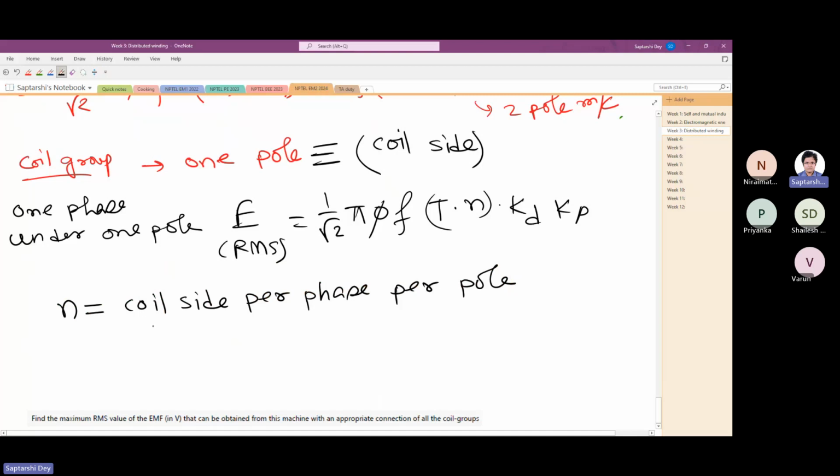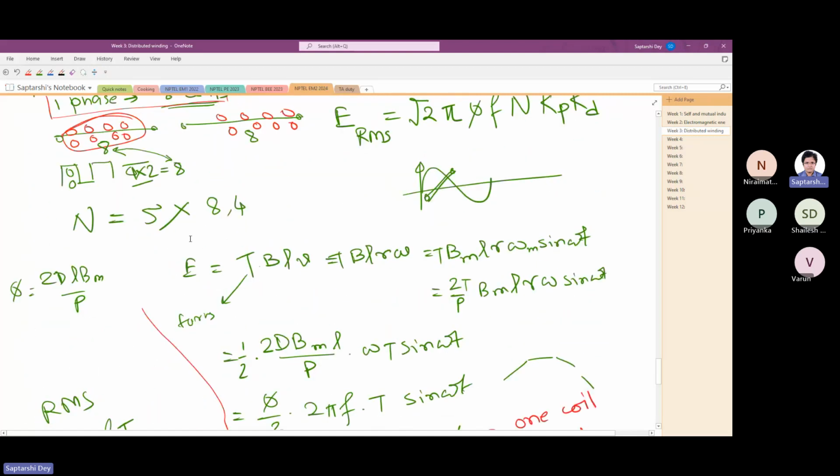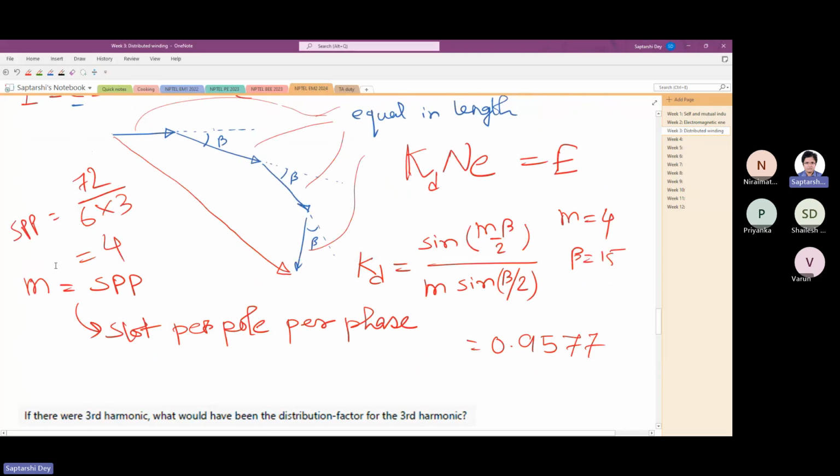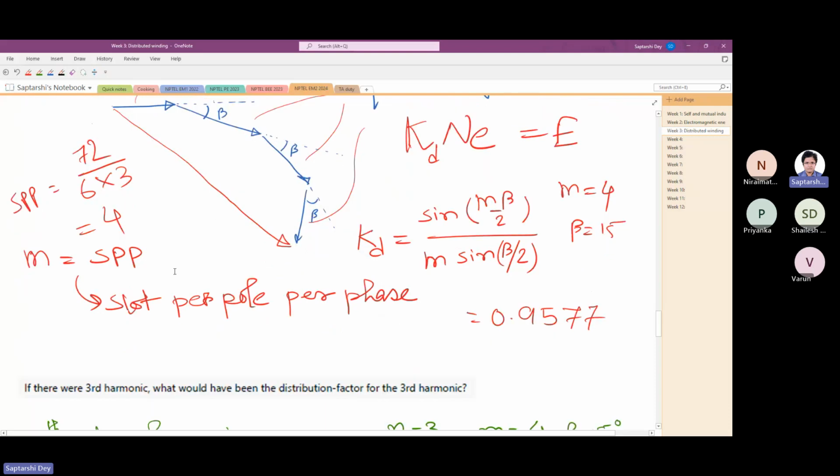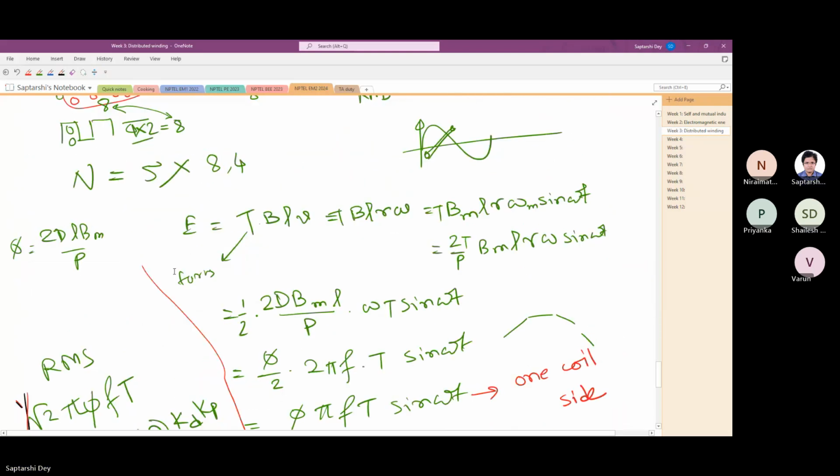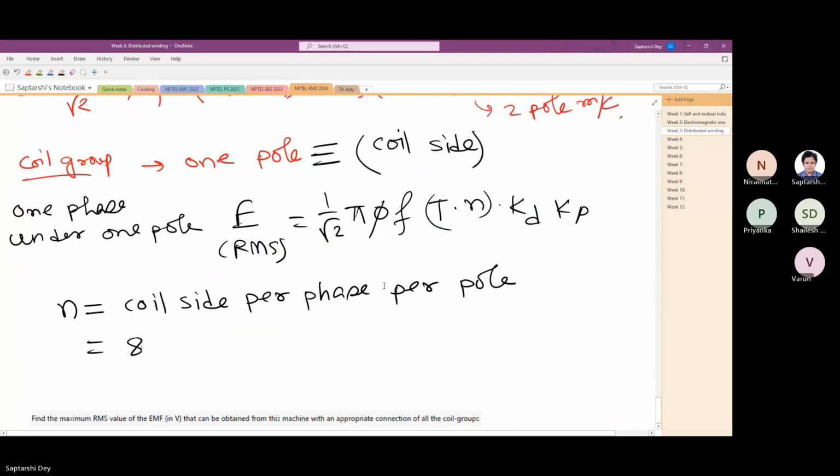So in this case n is 8. See, it can be verified from here also. We found out that slot per pole per phase is 4. So slot per pole per phase, if it is 4, and if it is double layer winding, then coil side per pole per phase will be 4 into 2, 8. It should be 8. Yes, sir. If you just put the values, you should get something like 188.9 volt.